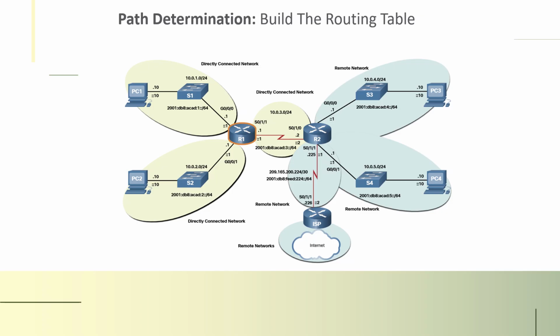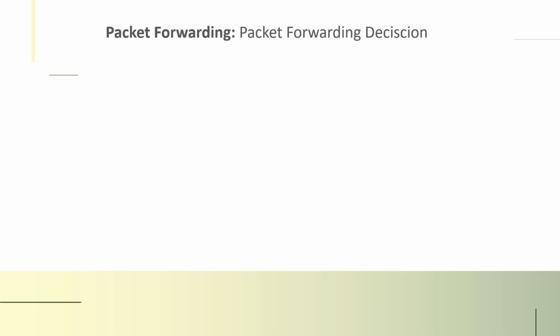Those dynamic routing protocols may include Enhanced Interior Gateway Routing Protocol or Open Shortest Path First, as well as several other protocols. And then we have the default route, where a default route specifies a next hop router to use when the routing table does not contain a specific route that matches the destination IP address.